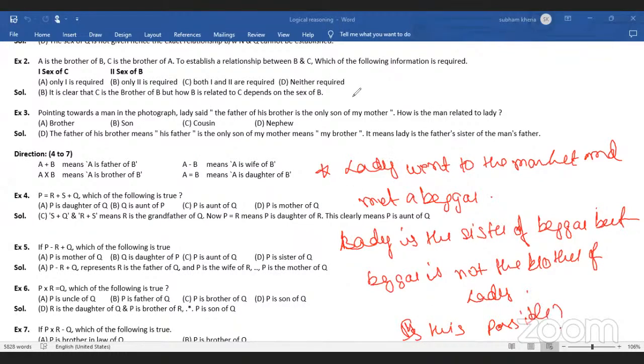Read the question again. A lady went to the market and met a beggar. Now it is given that the lady is the sister of the beggar, but the beggar is not the brother of the lady. Is this possible? बताओ जल्दी लोग. Yes, yes. No, sir. How? Actually, those who said yes, what's the logic?